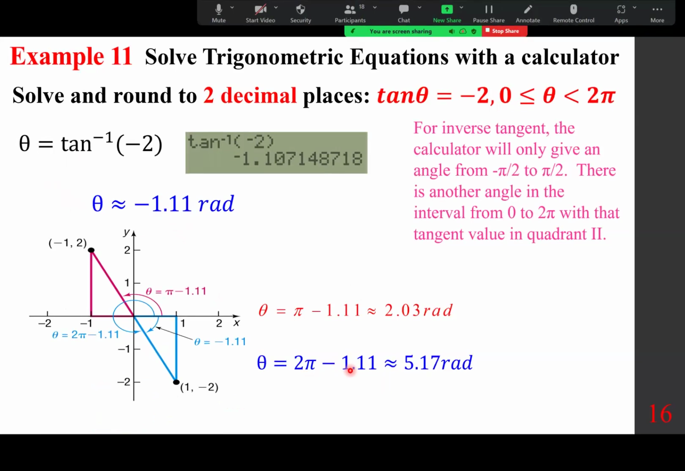The answer was negative 1.11. You add a pi, so to this one you add a pi and it gives you this angle because one is positive. And then you add 2 pi, it gives you this angle. So the answers are 2.03 and 5.17. If we didn't care that it was negative, one of them would be negative 1.11. But we do. So if it's negative, you change it accordingly.